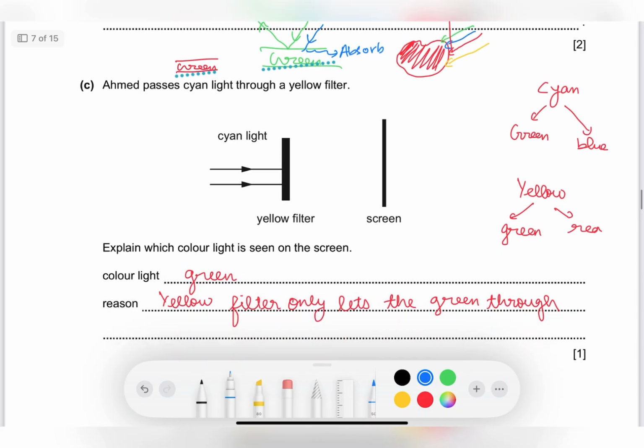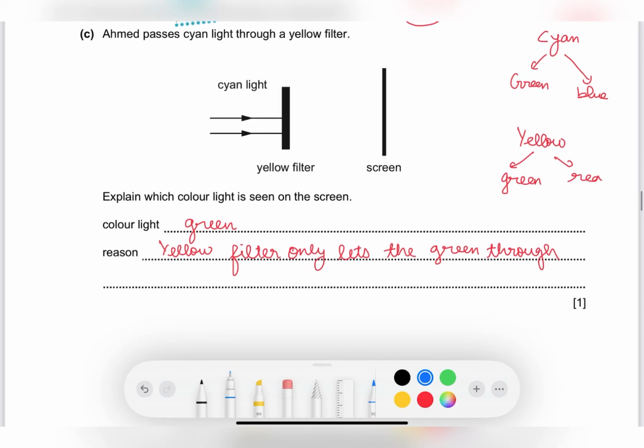All right. Now, Ahmed passes cyan light through a yellow filter. So cyan is made up of green and blue. Okay. And it is a yellow filter. Now yellow is made up of green and red. When we mix green and red, yellow is formed. So what do they have in common? Can you see this green is common? So only green light will pass from here.